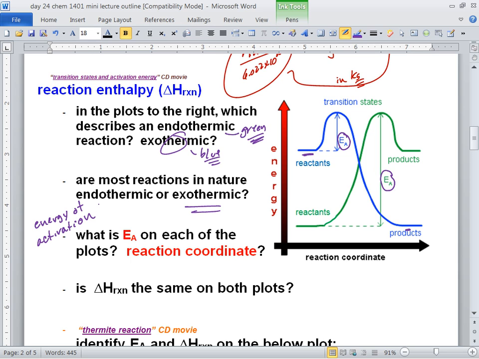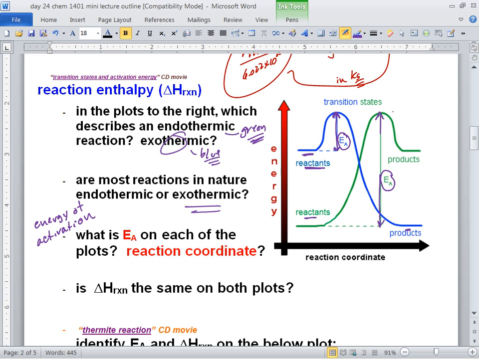And what is it? Well, it's just the hump that you have to go over to get to products, right? Because you're starting out at reactants, and here's the hump, that height in energy. That's what you have to overcome to get products. If you're on the green plot, to get to products you have to overcome this hump, a lot bigger hump. So its EA is a lot bigger. So that EA, that energy of activation, is what's lowered by a catalyst. So that's what EA is.